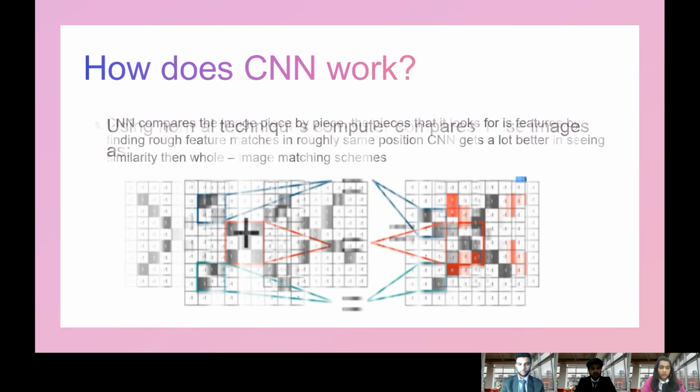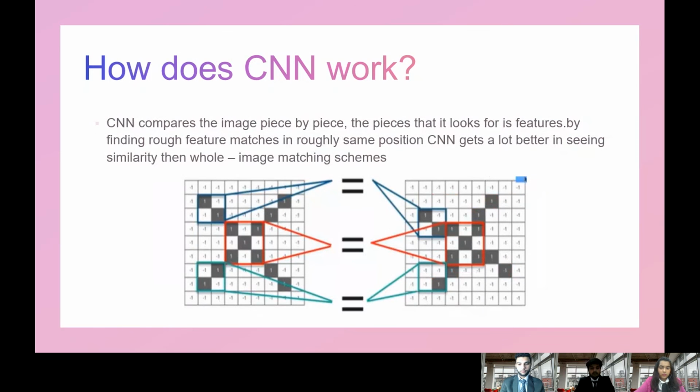How does CNN work? Now with CNN, we use small patches of our image. These patches are known as features or filters. By finding rough feature matches in roughly the same positions in two images, CNN gets a lot better at seeing the similarity than with whole-image matching schemes. What it means is that we have the filter in the image. Consider the first image, which is equal to the first filter in the deformed image as well. Thank you. Over to you, Fida.